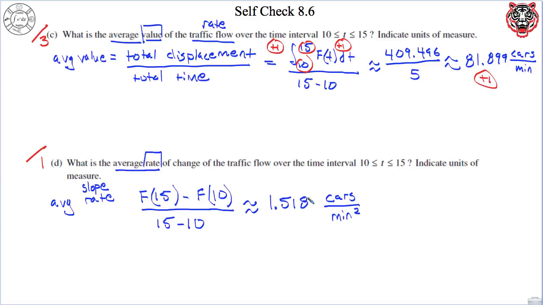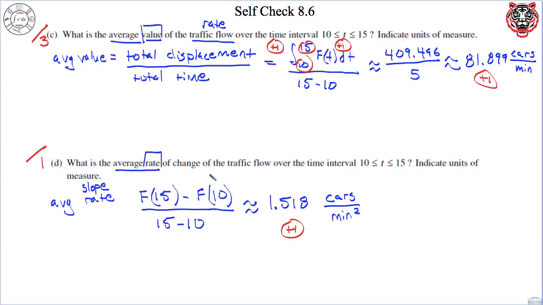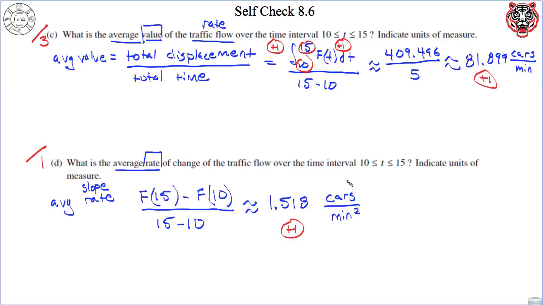So how do you score this one? This is just 1 for the answer, plus 1. So where does that 9th point come from? Because right now we have 1, 2, 3, 4, 5, 6, 7, 8. If every single one of your units are correct, every single one, cars here, cars per minute squared, then you give yourself plus 1. So plus 1 for all units. If you missed one of them, you don't get this point. And this is very common on the AP test, where every single unit has to be correct for the entire problem. There's lots of those.